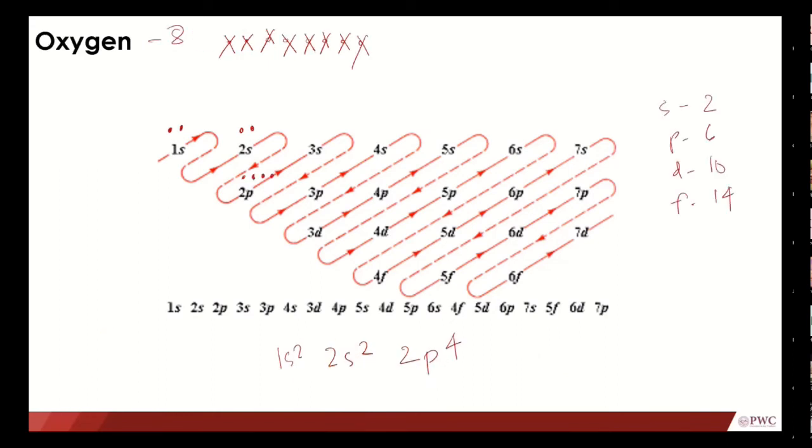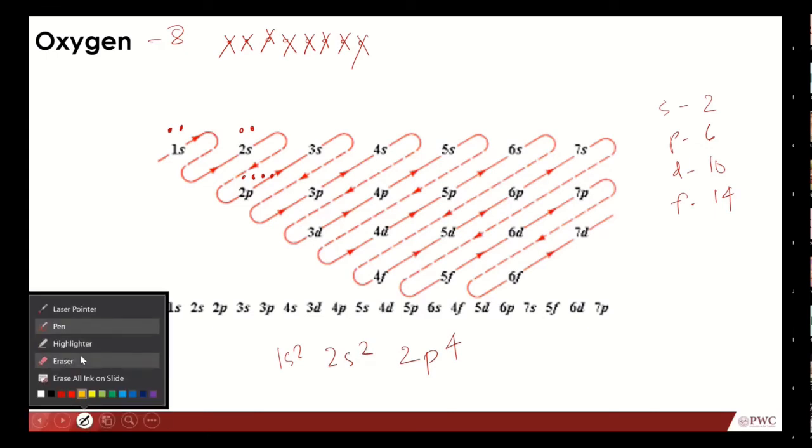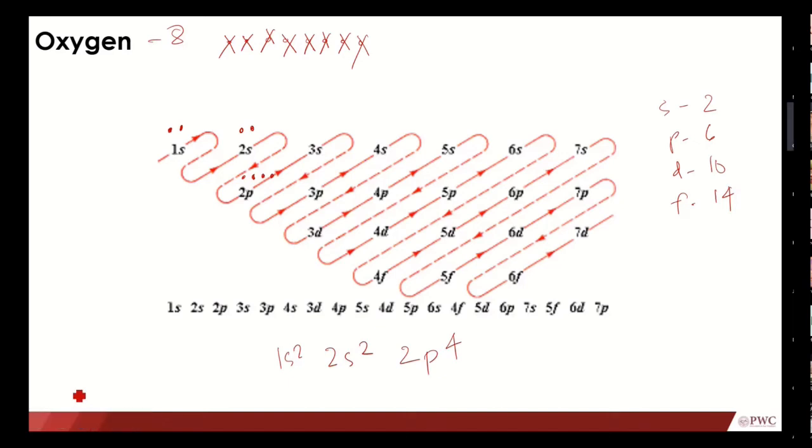Let's go to the next one. Oxygen. How many valence electrons are here? 6, sir. Right, we have 6 valence electrons, 2 and then the 4.